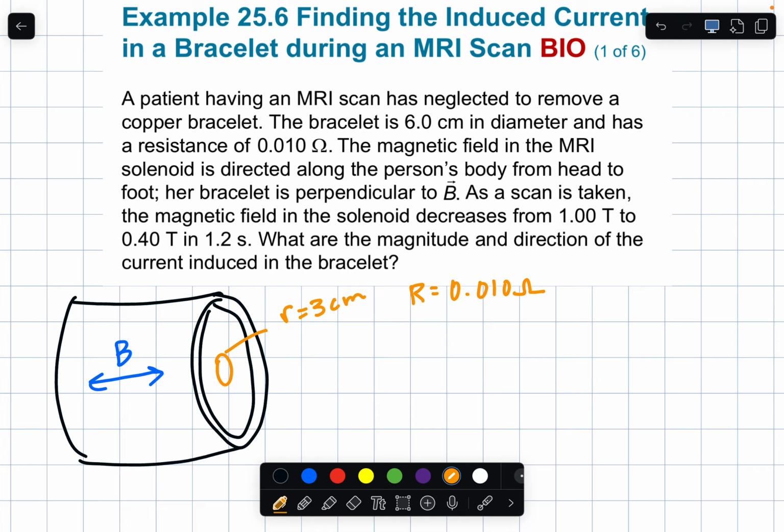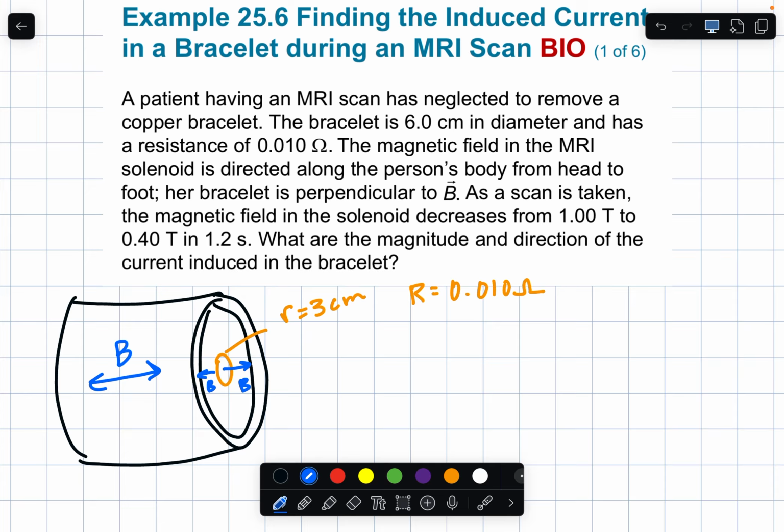And then the solenoid is directed along the person's body from head to foot, and the bracelet is perpendicular to B. That's pretty much what I set up here. They're laying down. I drew the bracelet floating around, but there's a human arm here, and their body is laying down. I'm really bad at drawing people, but you get the idea. They're laying down in that tube, and B is going through that bracelet. Let me delete the black things that I wrote. My eraser pen is too big. There we go. So B is going perpendicular through this hoop here. We don't know which direction, it doesn't matter.